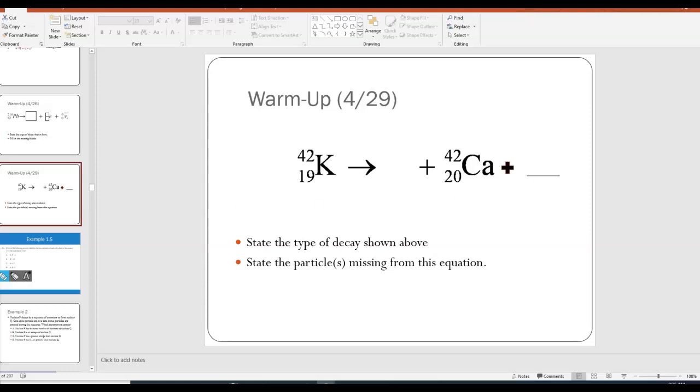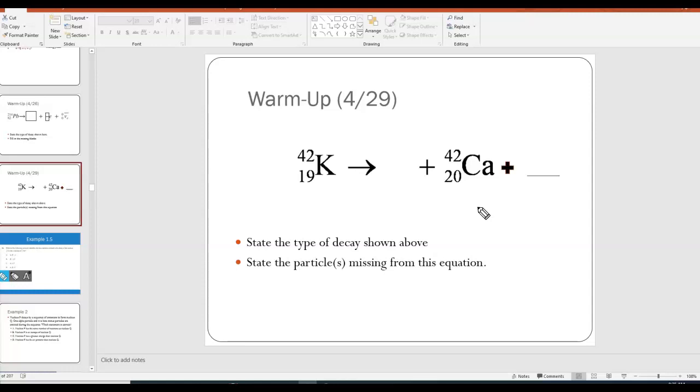Now, the first question says, state the type of decay shown. We can do that very easily as long as we remember that in any nuclear reaction equation, the atomic numbers and the mass numbers have to be the same on both sides of the equation, if you think of this arrow as an equal sign. So if you take a look, we have a mass number of 42 on the left side and a mass number of 42 on the right side. Those two are balanced, and so these two blanks here don't have to have any numbers in order for those two things to be balanced.